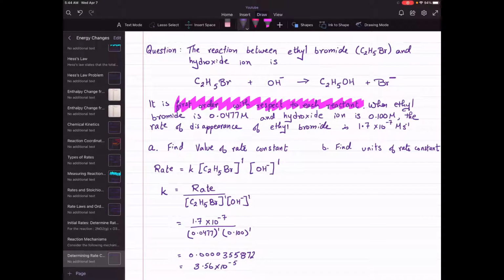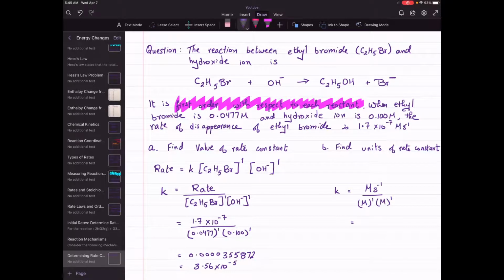For the units, we will follow the same process. We know that K is equal to the rate. The units for the rate were moles per liter per second over the units for the concentrations, which was molar to the power of 1, and this also was molar to the power of 1. I'm just writing it because if it was 2, you have to account for the 2 and the 3 and the 4. If it was to the power of 2, then it would be M squared, or if it was 3, then it would be M cubed.